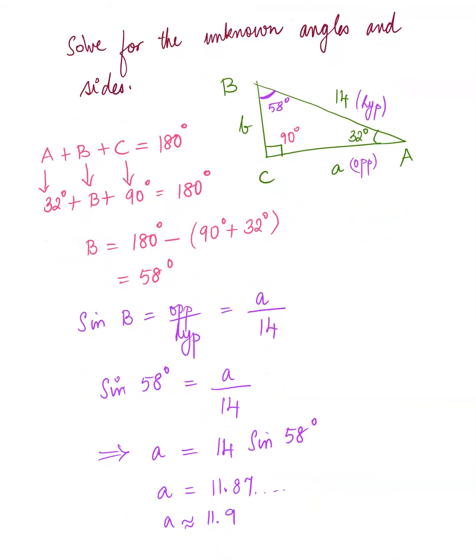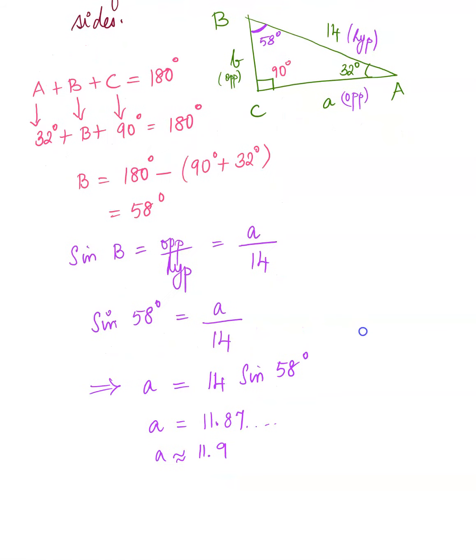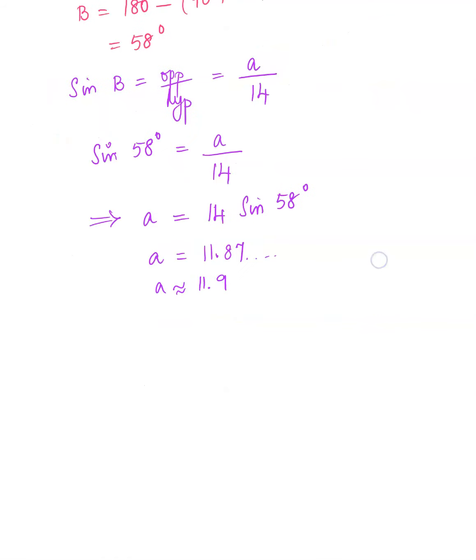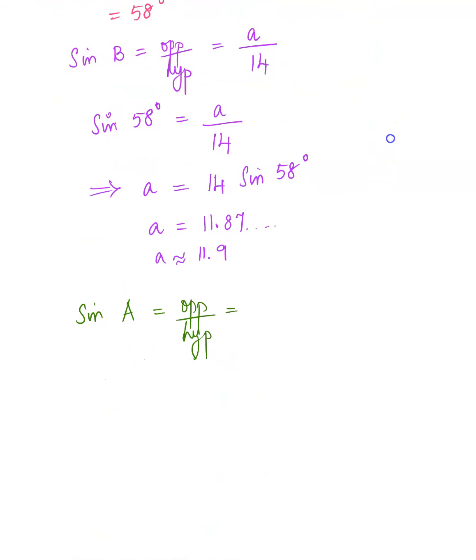Usually the instruction is given in the problem. And now we have A to be 32 degrees. So for A, this side B would be the opposite, right? So you could do that. And again, use sine 32 degrees in this sense. So I'll just use sine A, sine of angle A. The sine formula is still the same, but the players have changed. Now the opposite side is actually the side B over 14. And A was given to be 32 degrees.